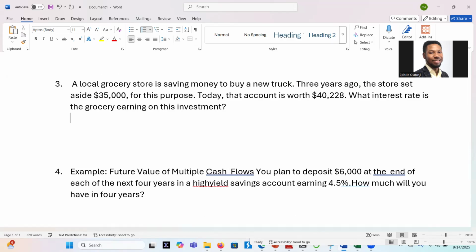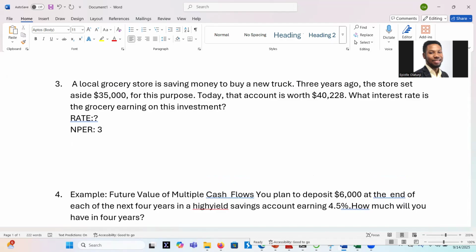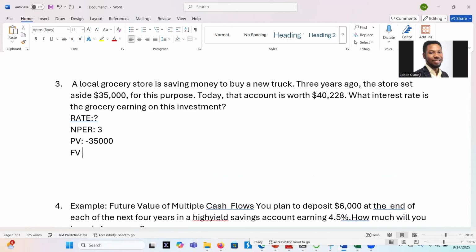So we are trying to look for the interest rate, which is RATE. First of all, you need to know what we are doing. A local grocery store is saving money to buy a truck 3 years ago. So number of years, your NPER is 3. The store set aside $35,000. That will be your PV, and of course it's going to be a negative sign because that's what you are going to use to produce your future value of $40,000.